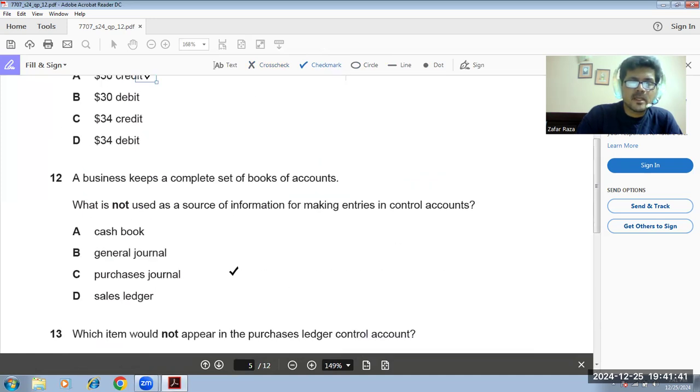A business keeps a complete set of books of account. What is not used as a source of information for making entries in the control account? Cash book, journal, purchase journal, sales journal, sales ledger. If we are making entries in control accounts, we do not take any information from the sales ledger.